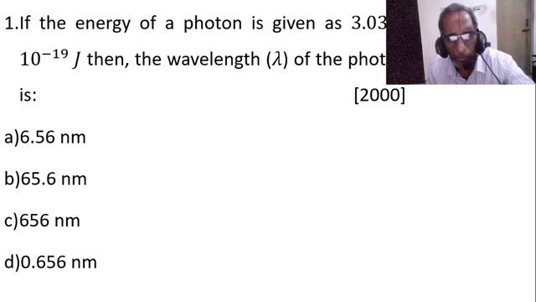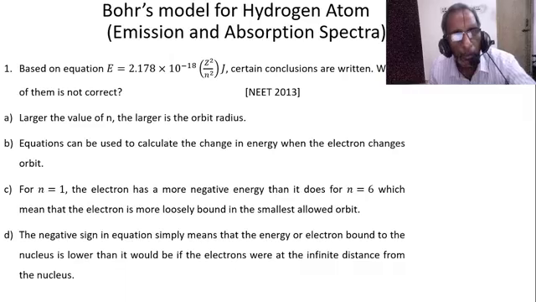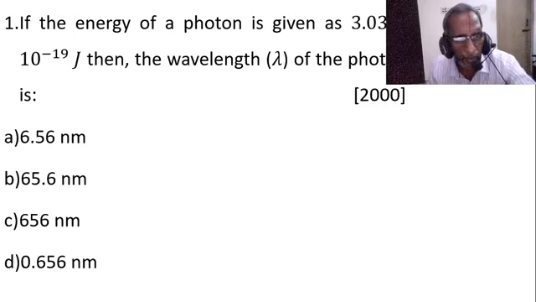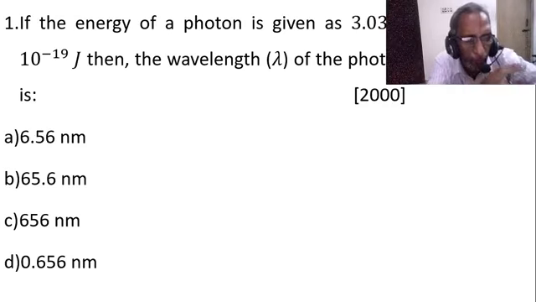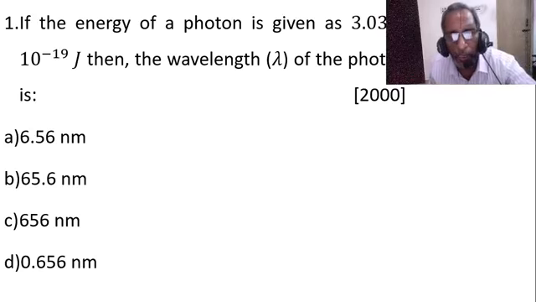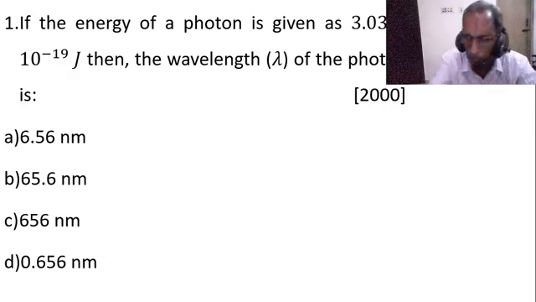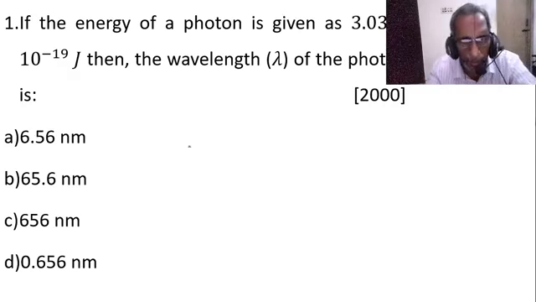Next one. Because in the next class we can see the Bohr model. This is the last question for the first part of this chapter. If the energy of a photon is given as 3.03 into 10 power minus 19 joule, then the wavelength of the photon? So energy is given, wavelength is asked.